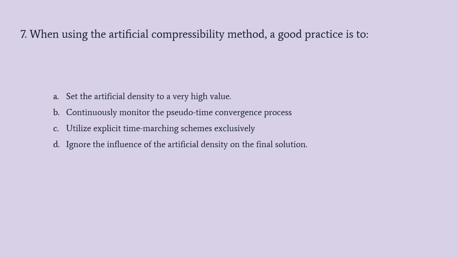So, which of the following is a good practice while using the artificial compressibility method? Option A, set the artificial density to a very high value. Option B, continuously monitor the pseudo time convergence. Option C, utilize explicit time marching schemes exclusively. Option D, ignore the influence of artificial density on the final solution. Try to answer the question.